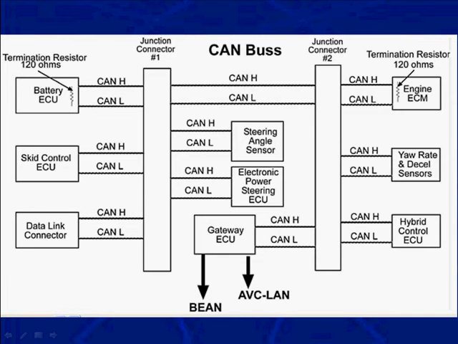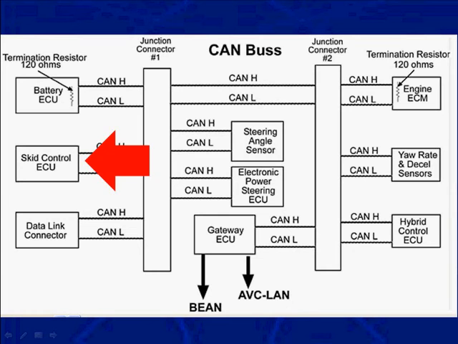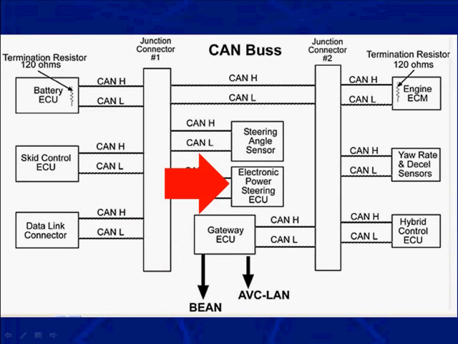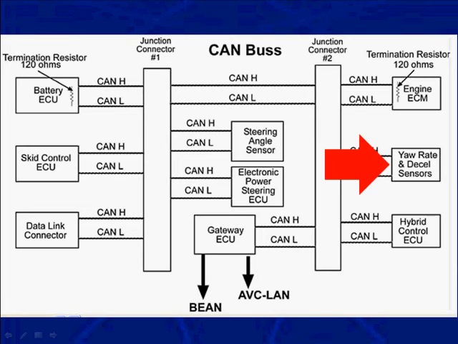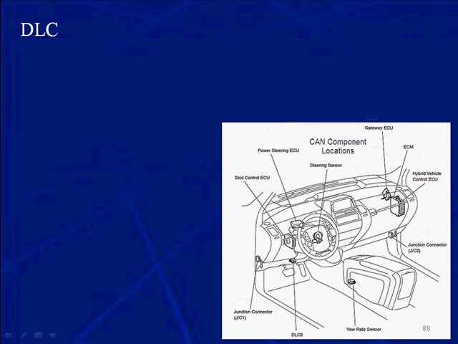And on each one, you can see that it has a CAN high and a CAN low. That is that twisted pair of wires. So for anyone to talk on the CAN network, they have to have a twisted pair of wires. Don't forget they have junction connectors on those also.